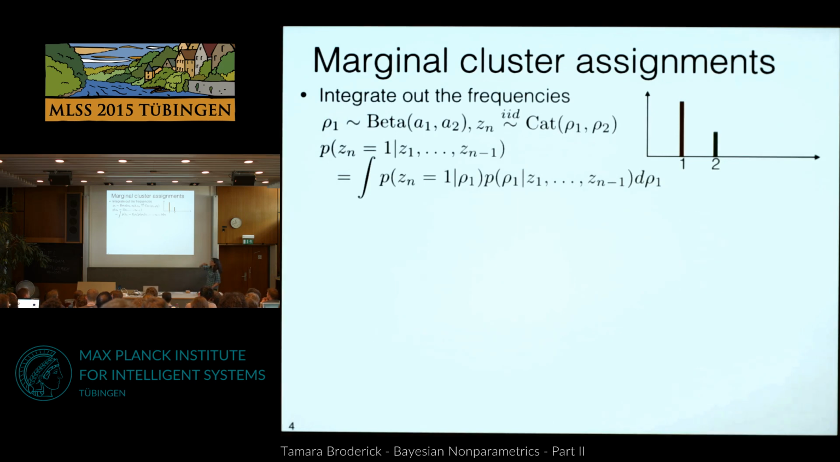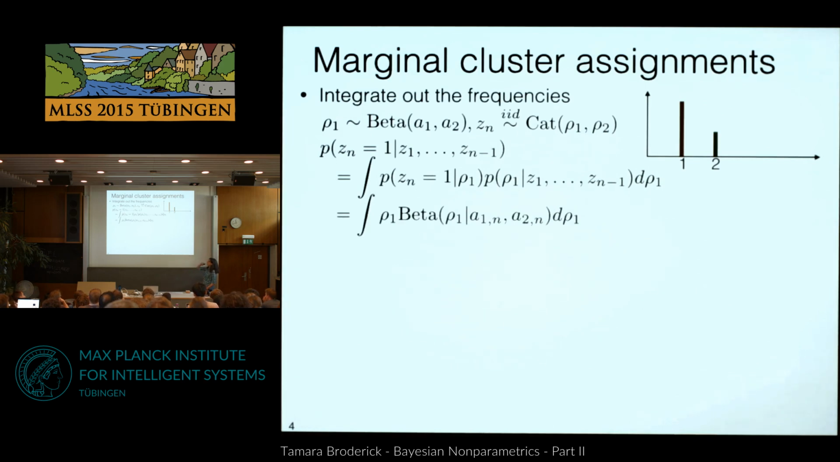Now we can split that up into two terms. The probability of Z_n equals 1 given rho 1, so the probability of the next term given this underlying probability, and the posterior of rho 1 given everything we've seen before. Sort of standard Bayesian calculation.